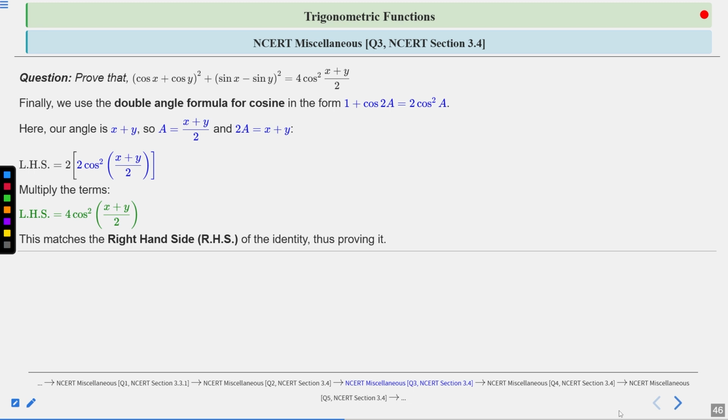Hence we have proved that LHS will be equal to 4 cos square x plus y upon 2, okay? Hope it's clear to all.